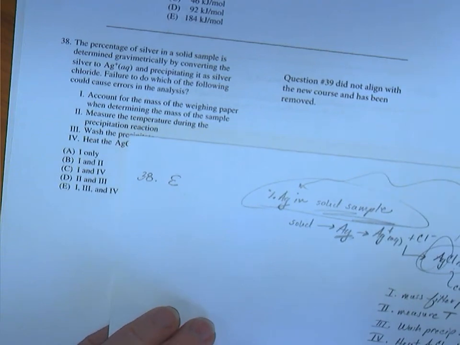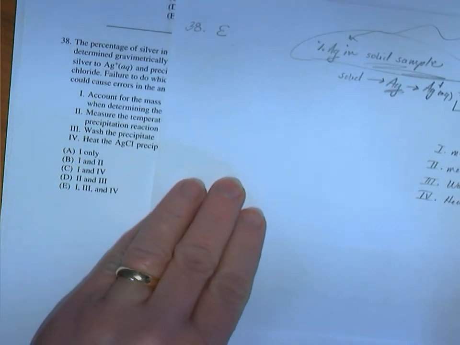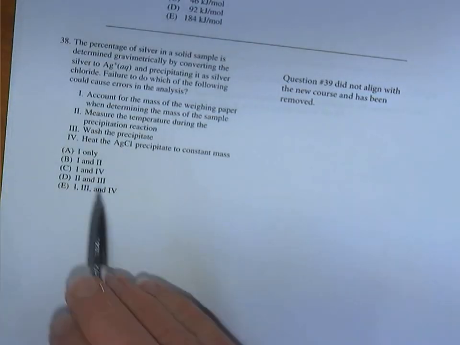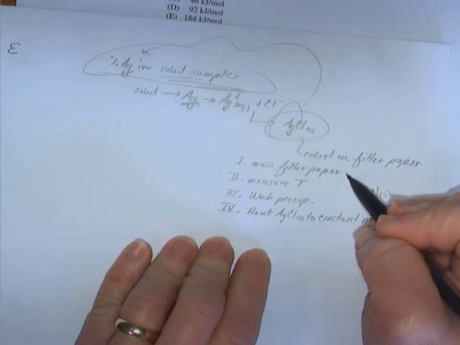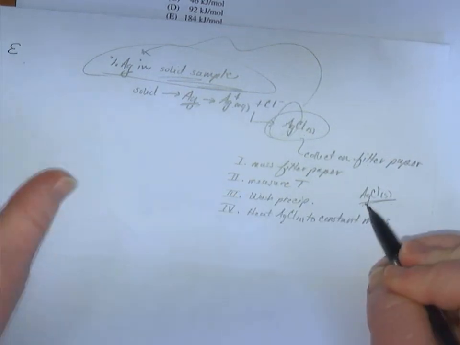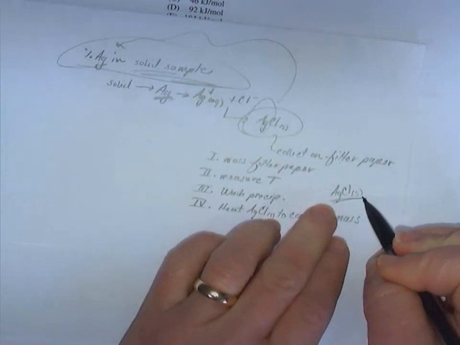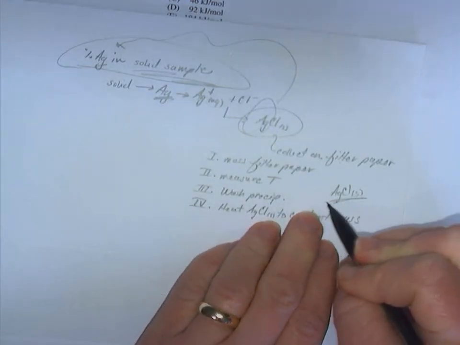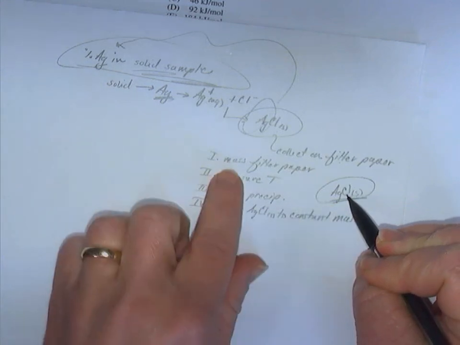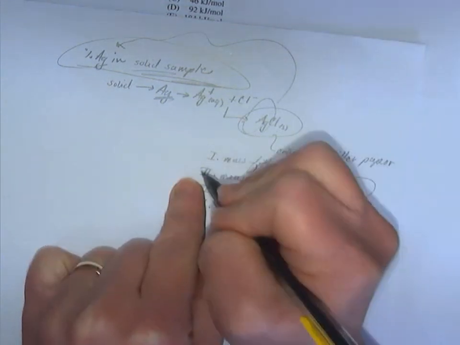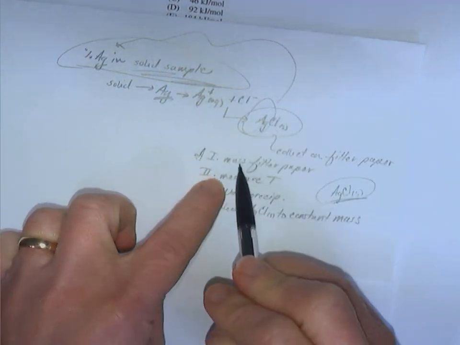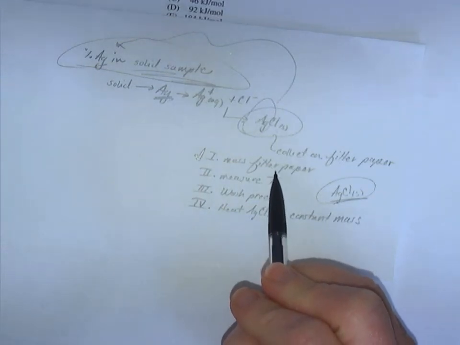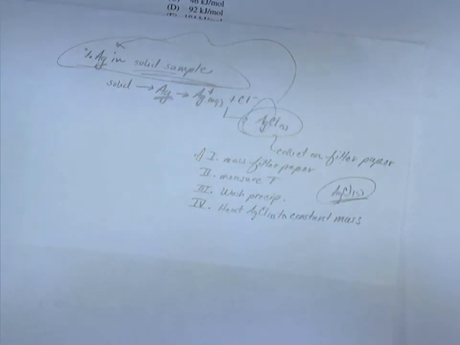So it's asking, not doing one of these would cause an error. And so these are the full wording. But, okay, if we didn't mass the filter paper, well, at the end of this, when you collect the silver chloride on the filter paper, you're going to mass the filter paper and this. So to be able to get the mass of the silver chloride, you need to mass the filter paper alone. So if we didn't do that, we'd be in trouble. And we can't just mass another sample of filter paper, because even if they're from the same box, who's to say that they're exactly all the same? Okay, measuring temperature.